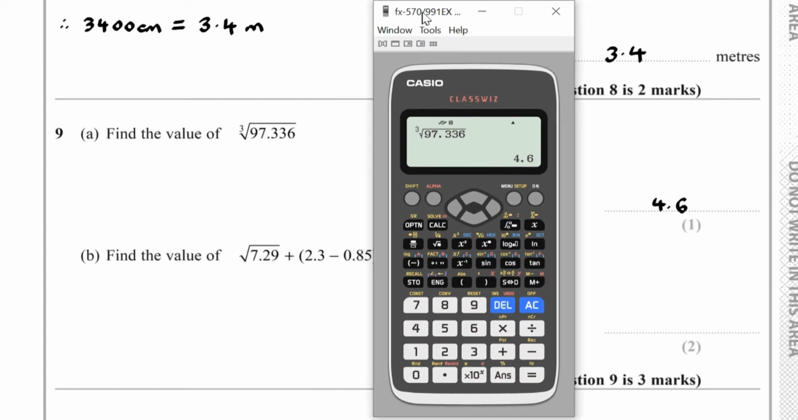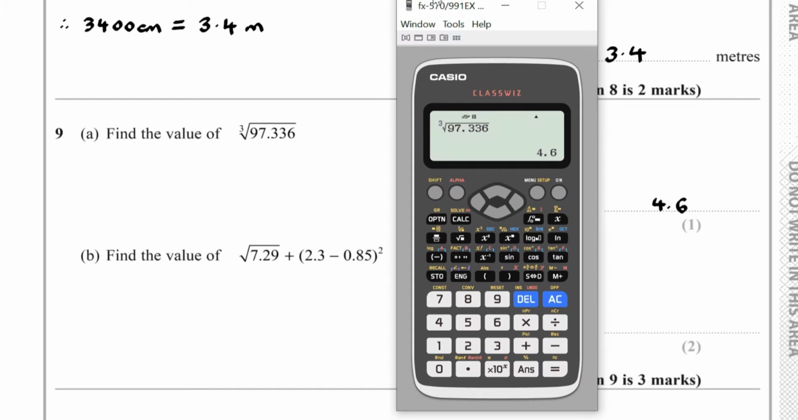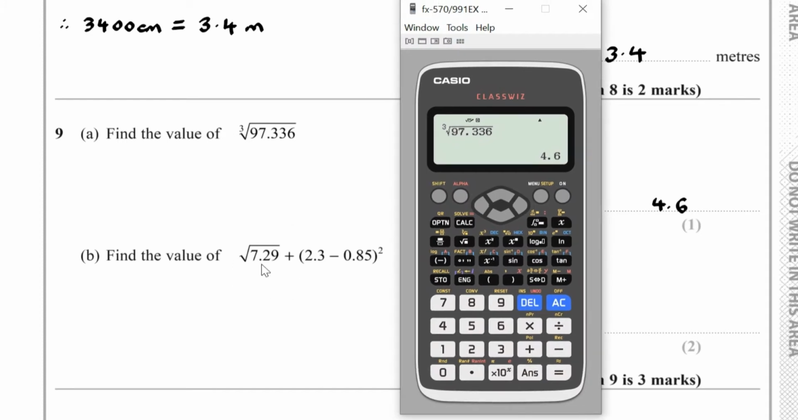Then for the next part, we have to find the value of the square root of 7.29 plus, then in brackets, 2.3 minus 0.85 squared. So I've got the square root of 7.29 plus, open bracket, 2.3 minus 0.85 close bracket squared. We get a value of this, which is the same as 4.8025.